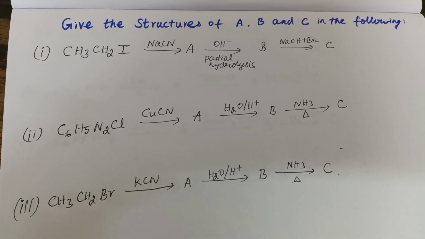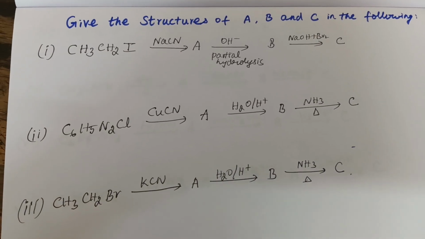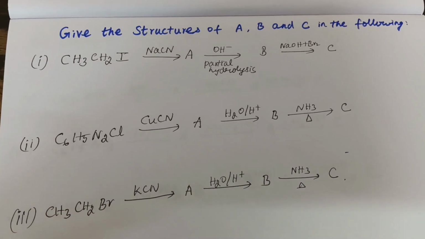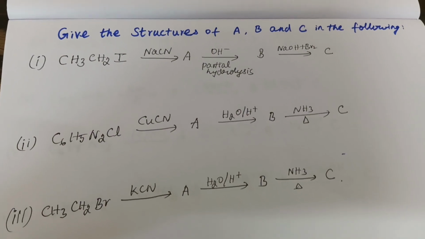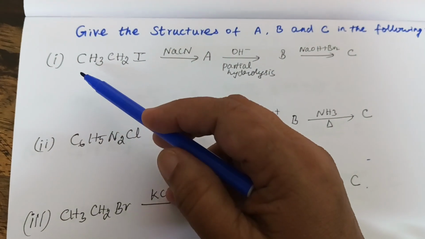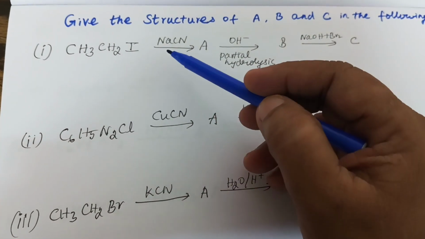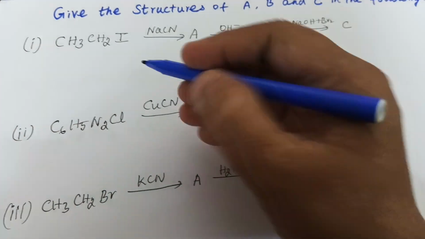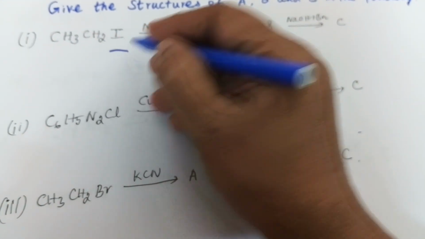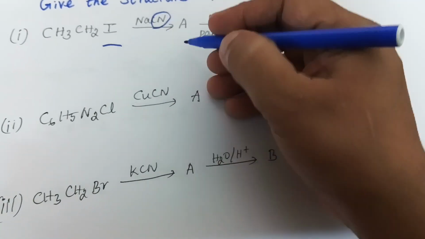Welcome to Chemistry Corner. Today we will discuss the amine chapter. Give the structure of A, B, C type questions. So here the first one, CH3CH2I. It is an alkyl halide, RX, in the presence of NaCN. So what will happen? This I will be substituted by CN.